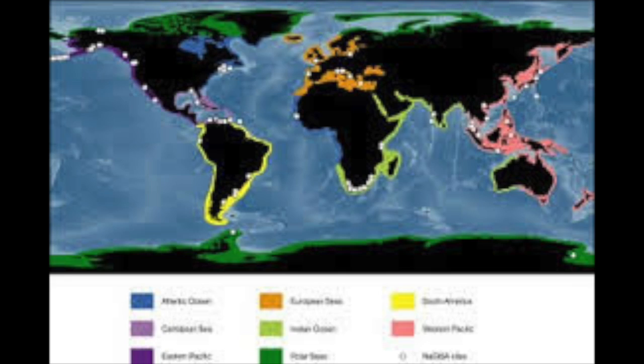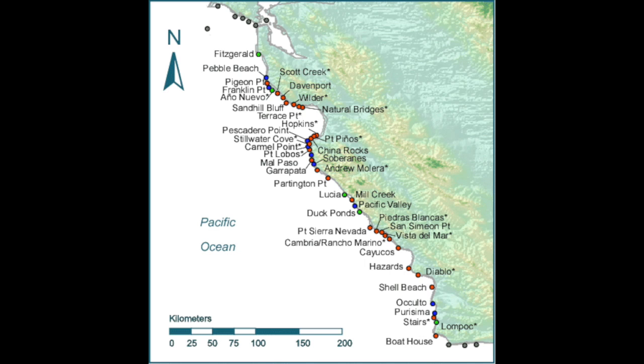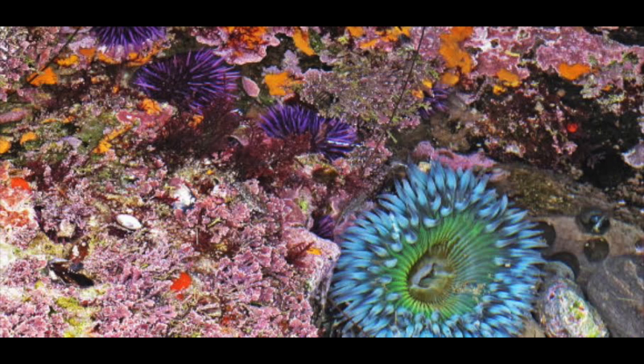Per their name, rocky intertidal zones are found in coastal areas where the ocean meets a rocky shoreline. They can also be found at the juncture of the ocean and an exposed face of a rocky cliff or shelf. With the exception of Antarctica, the coastlines of all continents and islands can be characterized as rocky intertidal zones. As you can see, there are rocky intertidal zones littered along the California coastline.